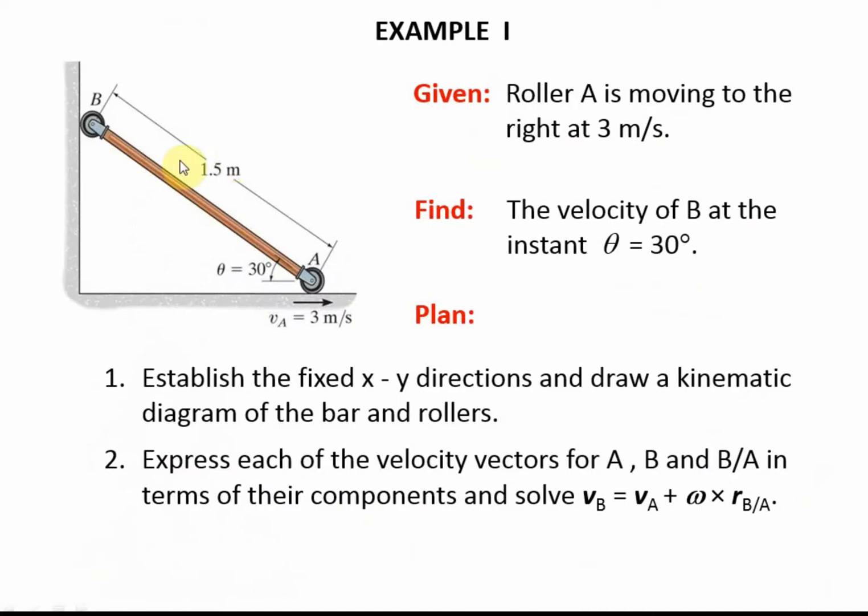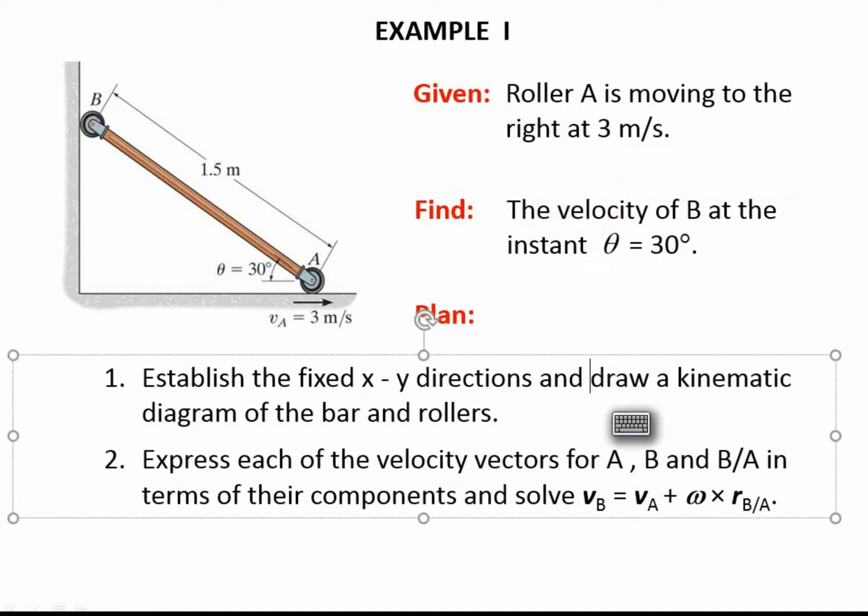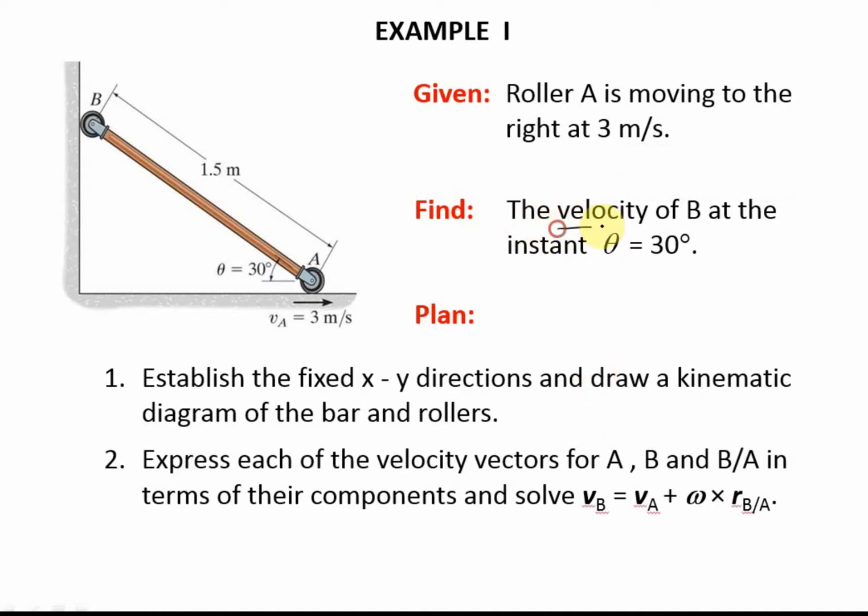Just look at the example. So right now the roller A is moving to the right at 3 meters per second, and I want to find the velocity of B at the instant theta is 30 degrees. Right now this rod is moving like that, and we know that this is 30 degrees, and this is A, and this is B.